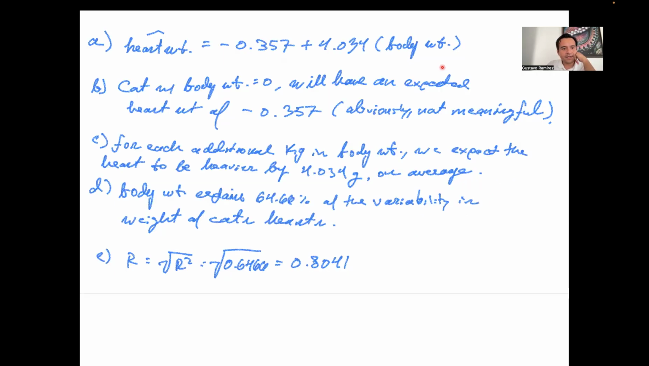All right. Okay, E would be calculate the correlation coefficient. And again, this is just a measure of linearity, and that measure of linearity is 0.8041. So again, tending towards 0.9, which I'm saying is extremely high, right? You never really get to one.